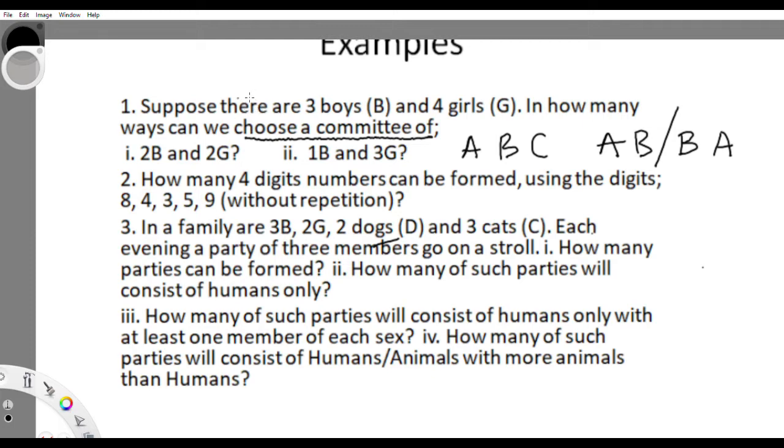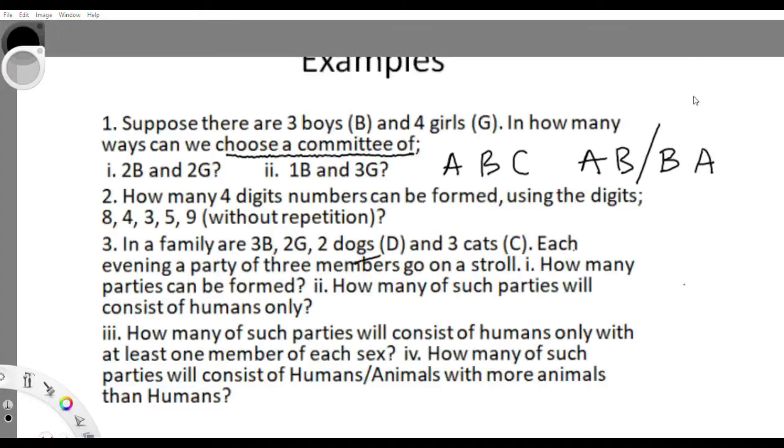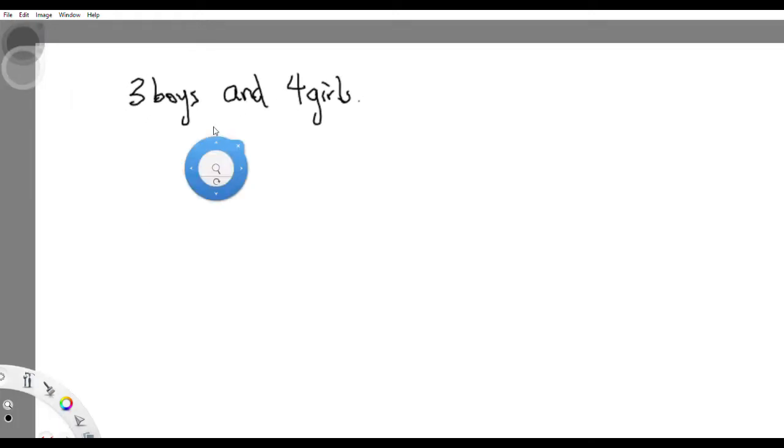So since double counting is not allowed, then I'm using combination. Now let's go straight into the solution. I'm going to clean this layer, I'm going to make this layer disappear. Okay, now you have 3 boys and 4 girls, and you are told to select a committee of 2 boys and 2 girls.